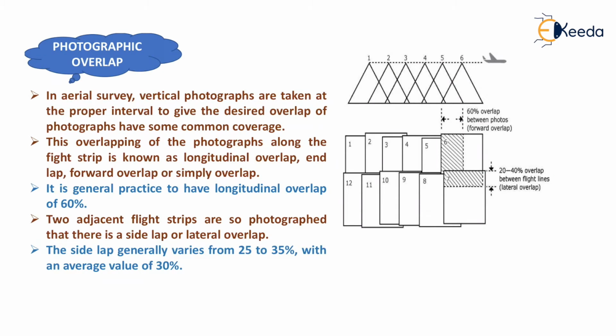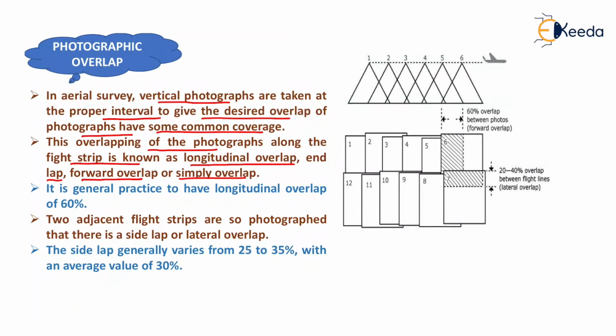Now in aerial survey, vertical photographs are taken at proper intervals to give the desired overlap of photographs that have some common coverage. This overlapping of the photographs along the flight strip is known as longitudinal overlap or end overlap or forward overlap or simply overlap.